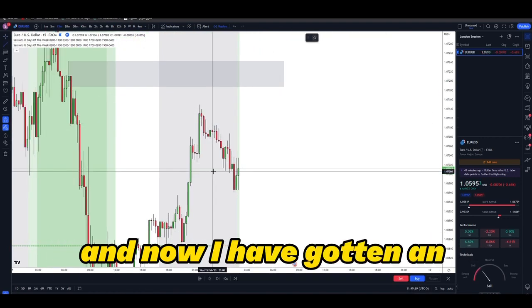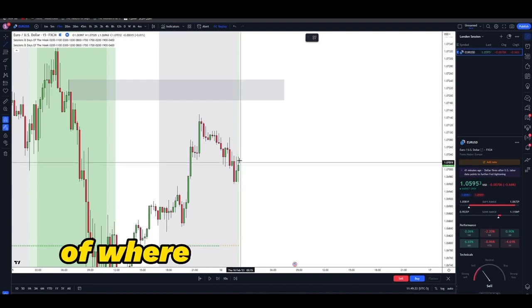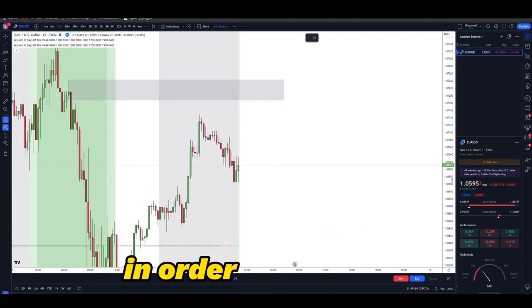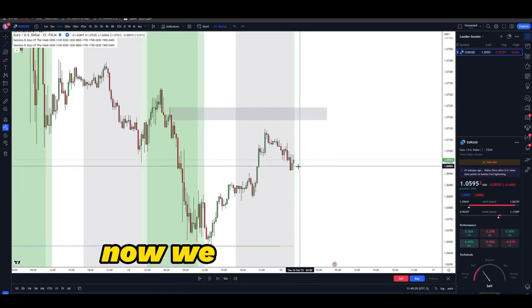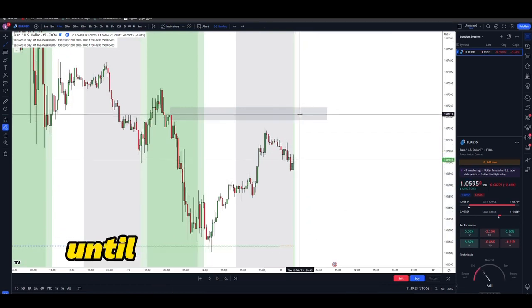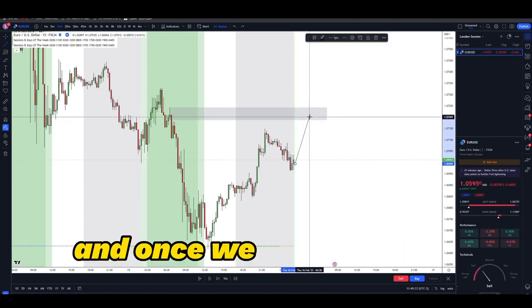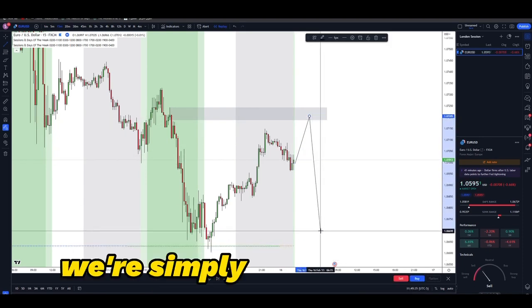And now I have gotten an overall idea of where the market will go to in order to continue the higher time frame continuation push downwards. So now we know for London session, we're going to be bullish until this 15-minute level of supply. And once we reach that 15-minute level of supply, we're simply going to go down.